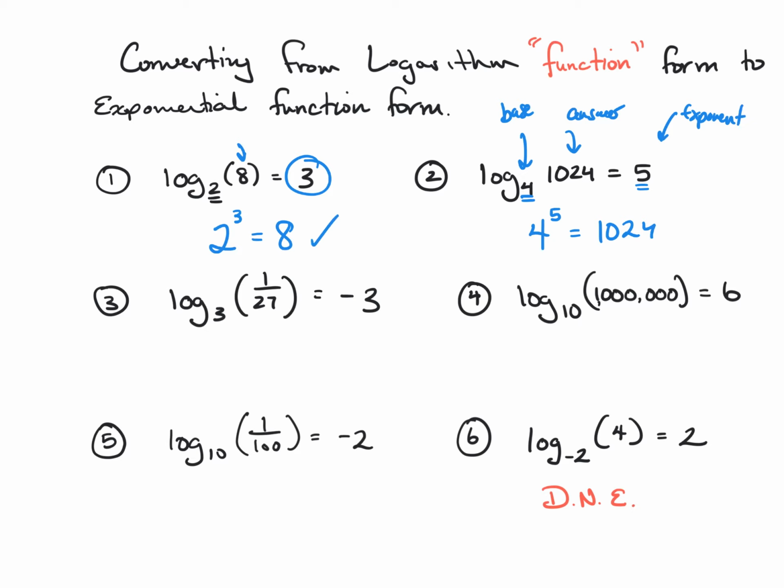So here we go, let's take a look at number 3. The base is 3. The exponent is negative 3. So 3 to the negative third equals 1/27. So we've converted. We're good to go.